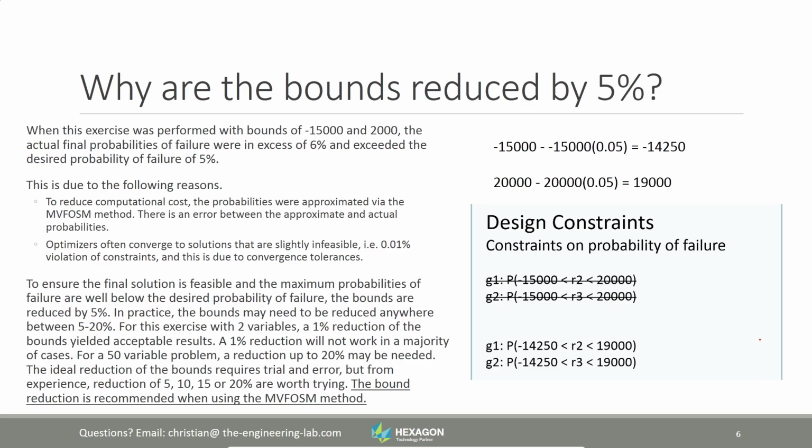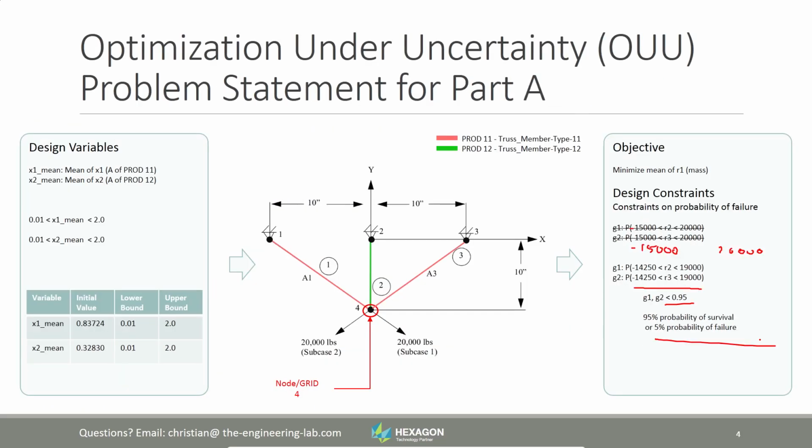Here, I didn't want to risk it with 1%, although I know it works for 1%. I didn't want to risk it. In your case, you might have to knock down the bounds maybe 5, 10, 15, or 20%. If you have to knock down the bounds any greater than 25 or 20%, maybe the MVFOSM method is not the best method to use for your OUU.